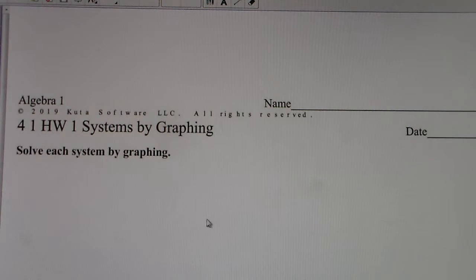All right, ladies and gentlemen, this is 4.1 HW1, solving systems by graphing. We're going to do a couple problems together, and then you're going to do the rest of them on your own. If you have any questions, just come to Extra Help. I'll be happy to help you out.